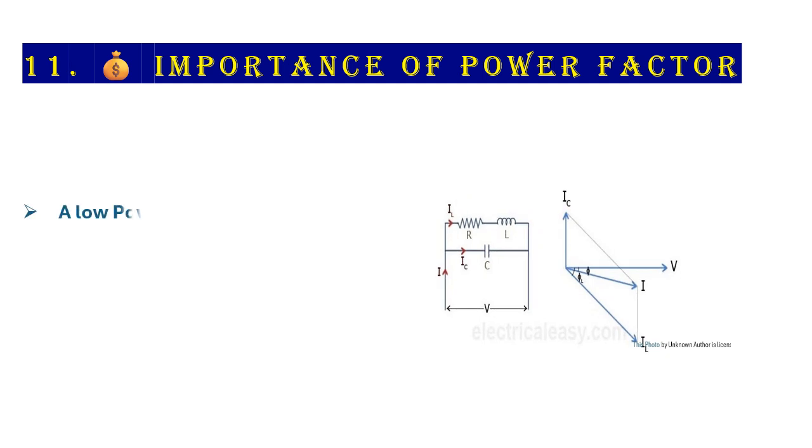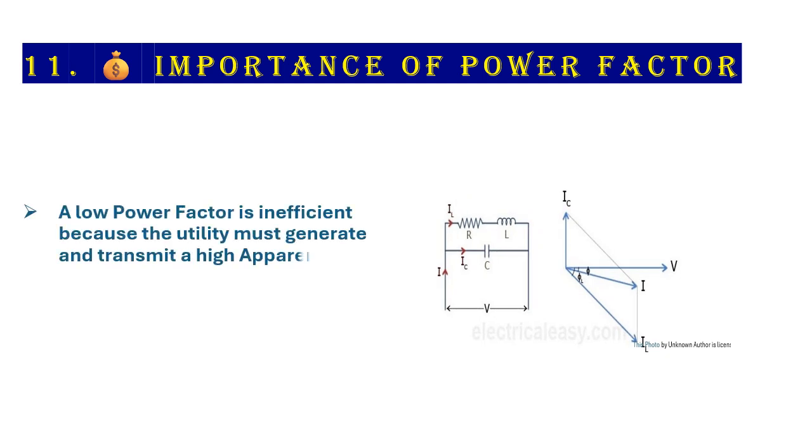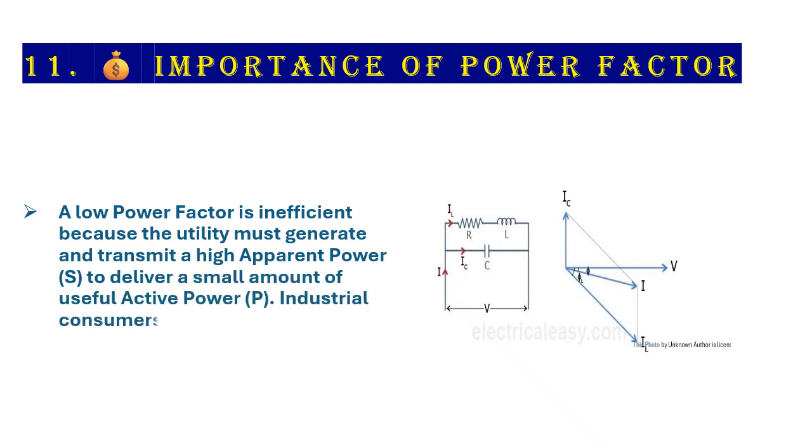11. Importance of power factor. A low power factor is inefficient because the utility must generate and transmit a high apparent power, S, to deliver a small amount of useful active power, P. Industrial consumers are often charged penalties for operating at a low PF.